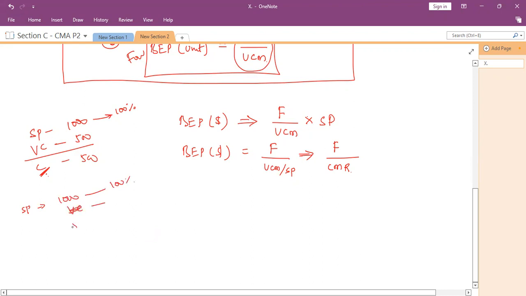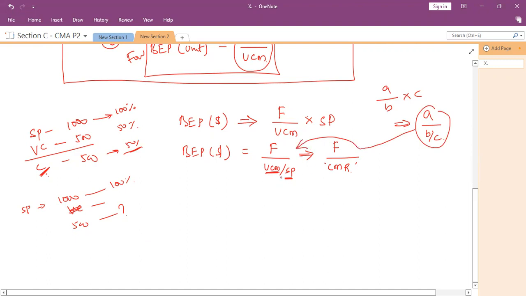What is the variable cost? 500 is equal to how much? Nothing but how much? 50%. Contribution is how much? 50%. So contribution margin ratio means what? Contribution divided by selling price. So this A by B into C can be written A by B by C. This is the logic here. So fixed cost by unit contribution by selling price is nothing but contribution margin ratio.